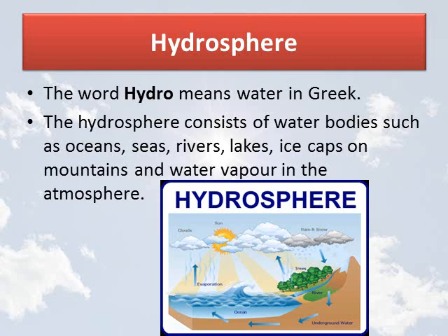Now let us see what is a hydrosphere. The word hydro means water in Greek. The hydrosphere consists of water bodies such as oceans, seas, rivers, lakes, ice caps on the mountains, and water vapor in the atmosphere. So it consists of all the water bodies. So all these things come under the hydrosphere.